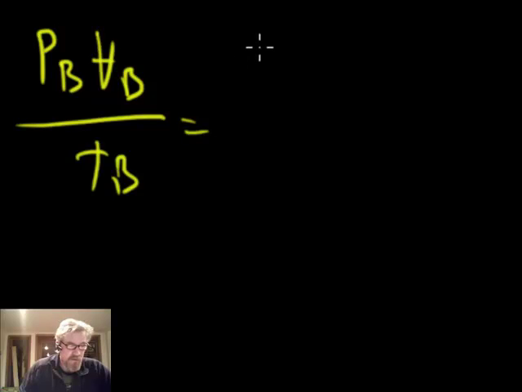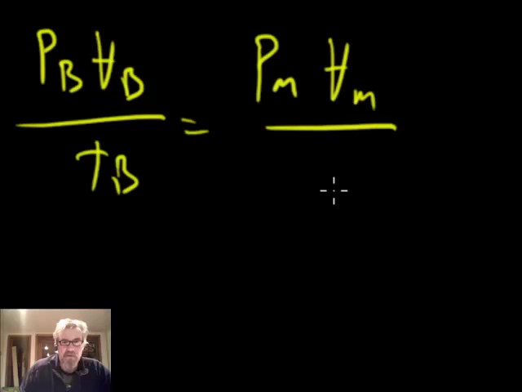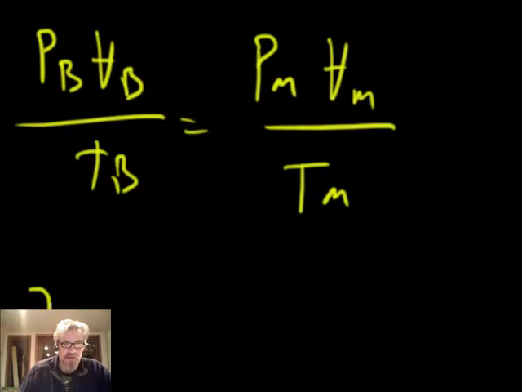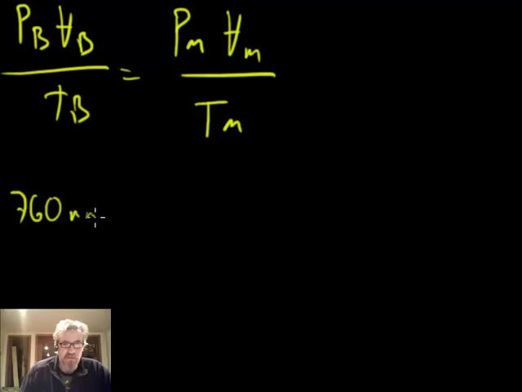Well, we could set this up this way. We could say pressure on the beach times volume on the beach over temperature on the beach is equal to pressure on the mountain times volume on the mountain divided by temperature on the mountain. Put in the information that we have. The pressure on the beach is 760 millimeters of mercury, or 760 torrs. The volume on the beach, it says, is 1 liter.